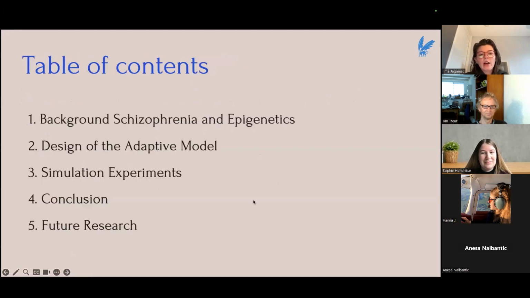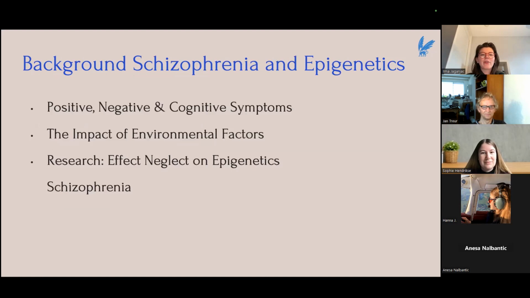So first off, I'll talk about a little bit of the background of schizophrenia and epigenetics. Then next up, I'll talk about the adaptive model I created and also the simulation experiments based on this adaptive model. And then I'll end with a conclusion and talk about some future research, which is very interesting for my model. But first, some background information about schizophrenia and epigenetics.